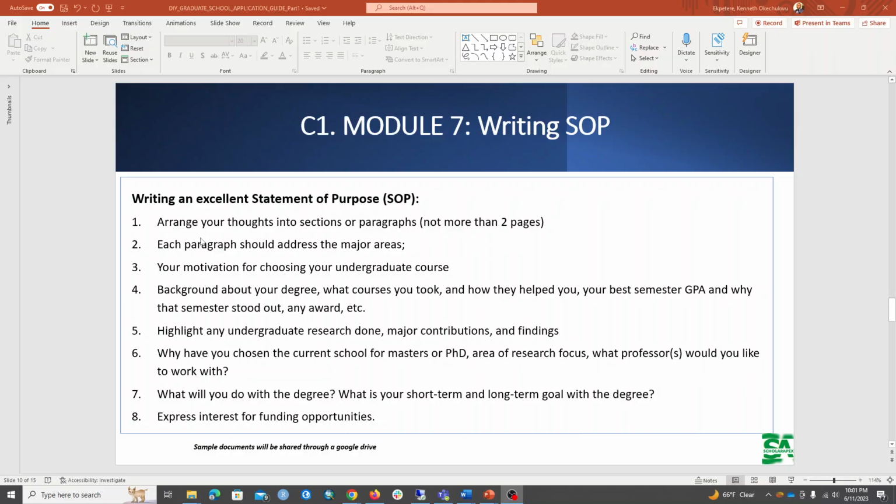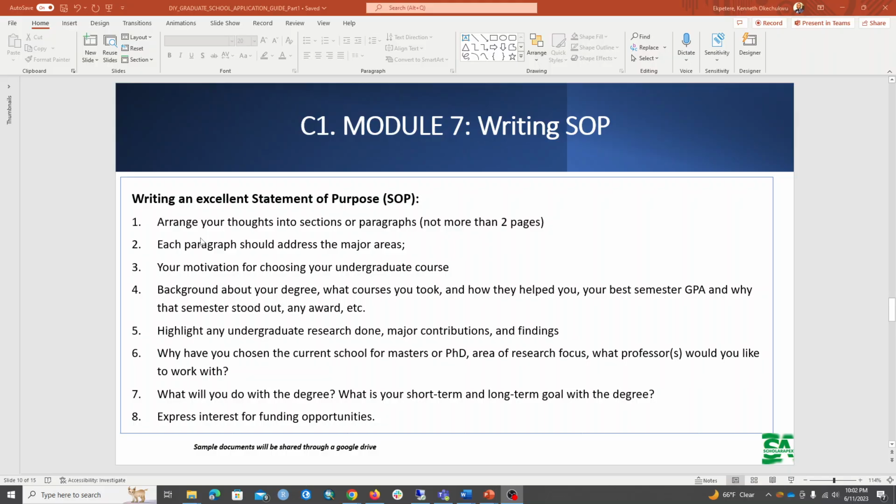What will you do with the degree? What's your short-term and long-term goal with the degree? One year's time, 2 years' time, against 10 years, 20 years' time. What's your plan when you get the degree? Do you want to continue working in industry? Do you want to go into academia? Do you want to come back to your country and work with the government? You have to talk about those things.